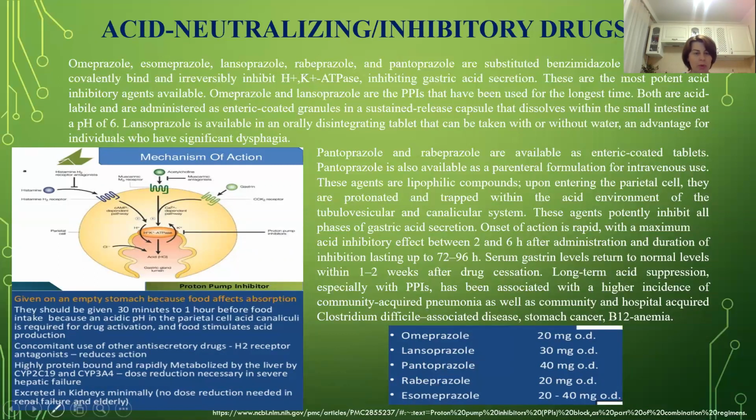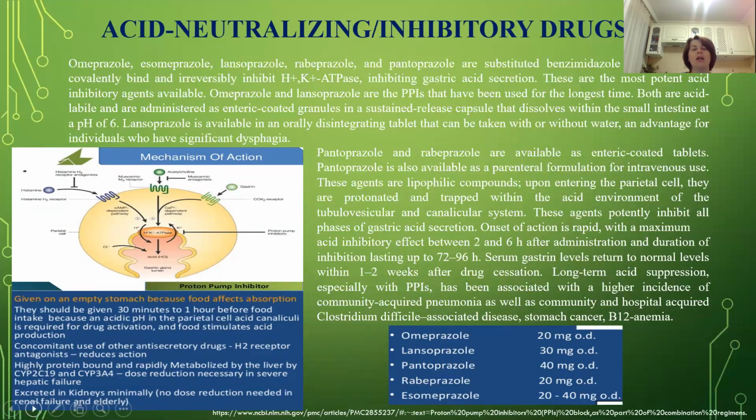This type of preparation should be given 30 minutes to 1 hour before food intake because acidic pH in the parietal cells' acid canaliculi is required for the drug activation, and food stimulates acid production. Concomitant use of the PPI with H2 receptor antagonists usually reduces the action, but can be used if prescribed at different times. For example, PPI in the morning and H2 before the night time.